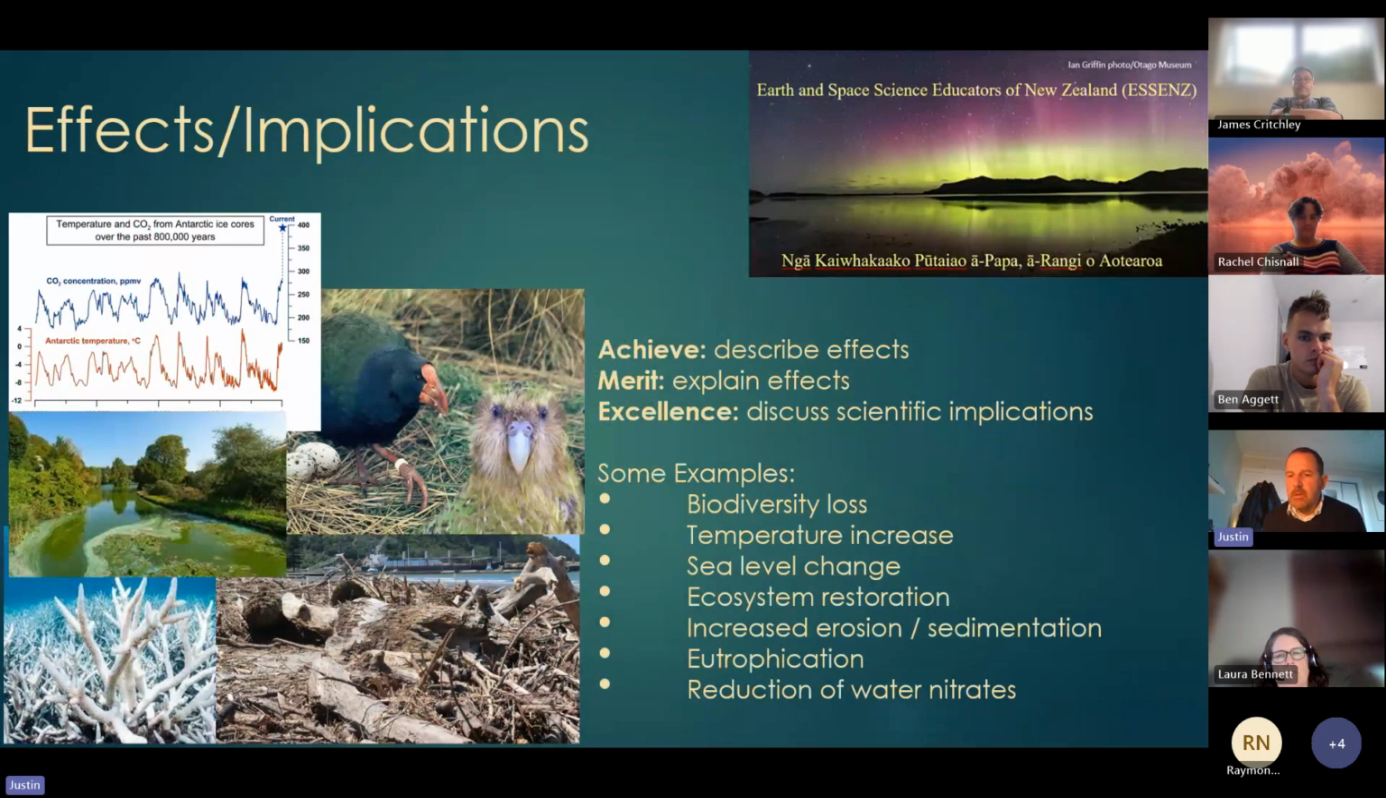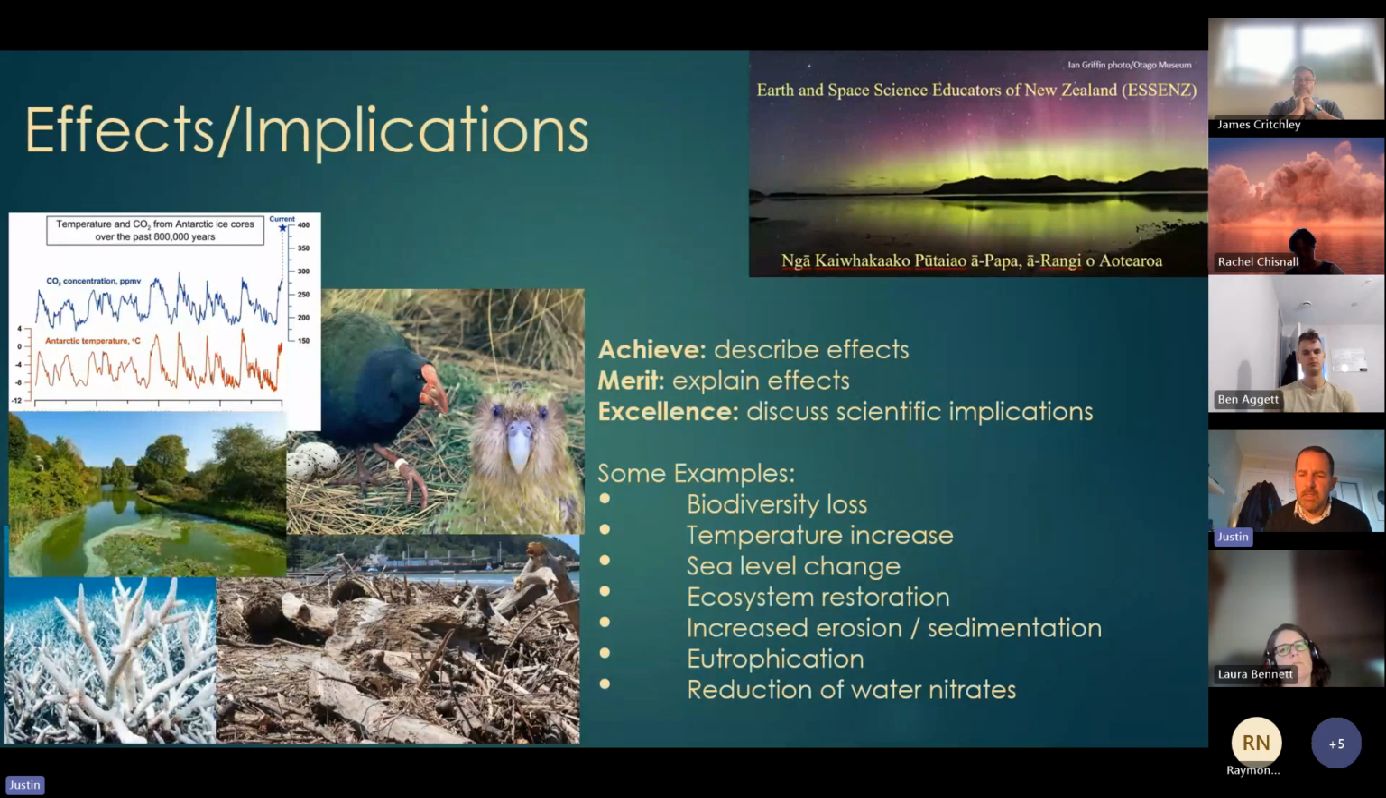So they also, students need to talk about the effects, which becomes implications at excellence level. So they need to describe the effects for achieved, use science ideas to explain the effects for merit, and then discuss the scientific implications at excellence level.